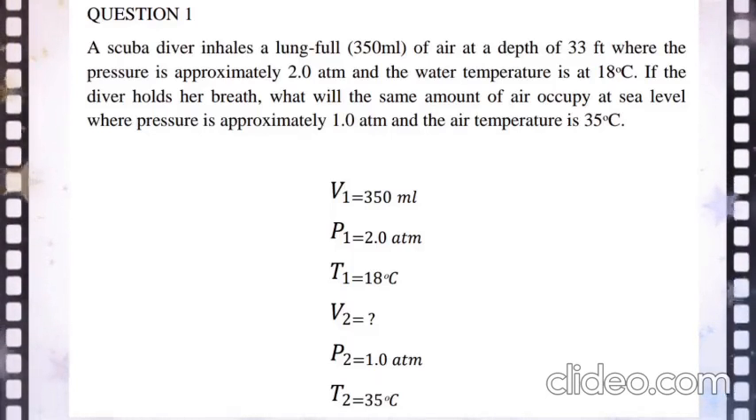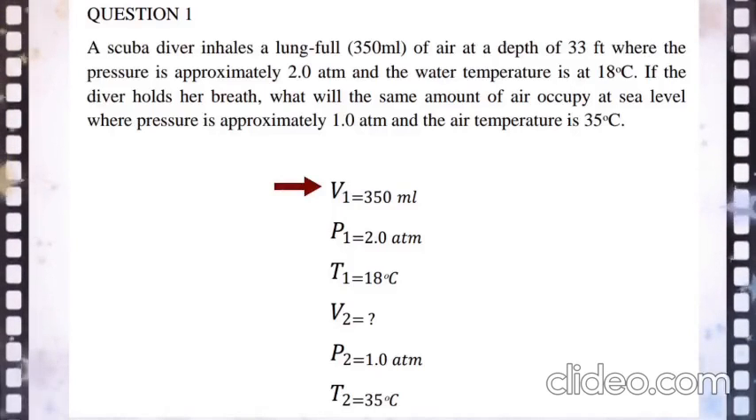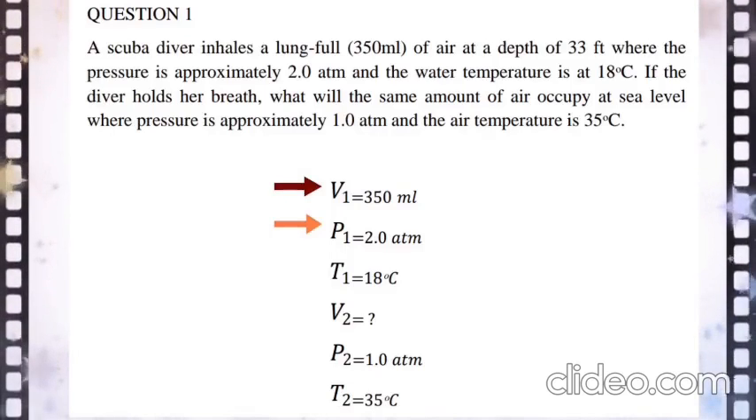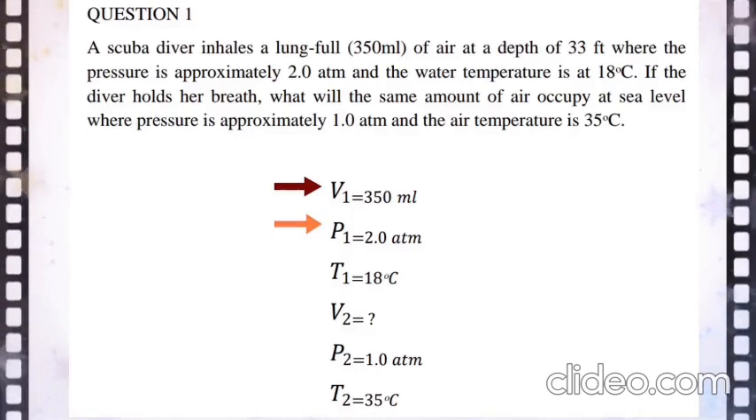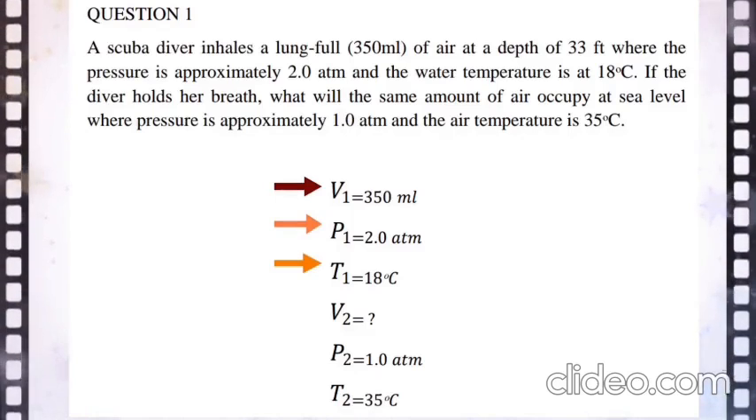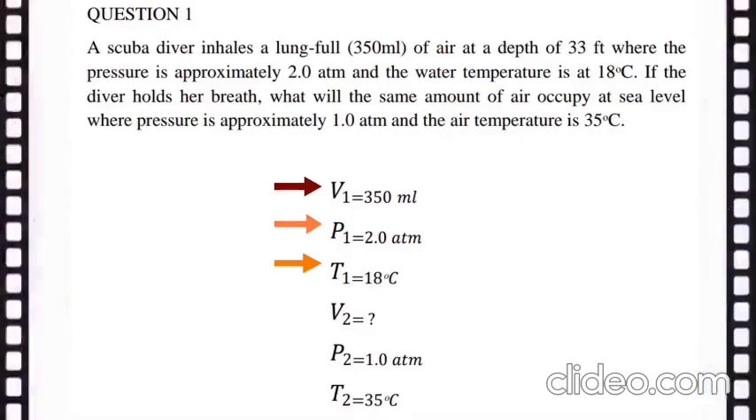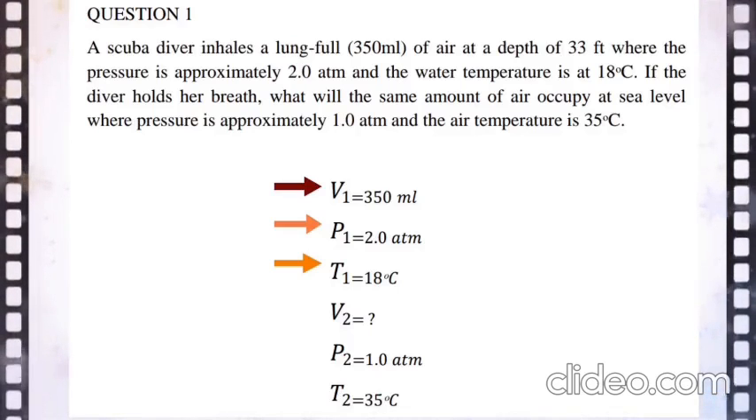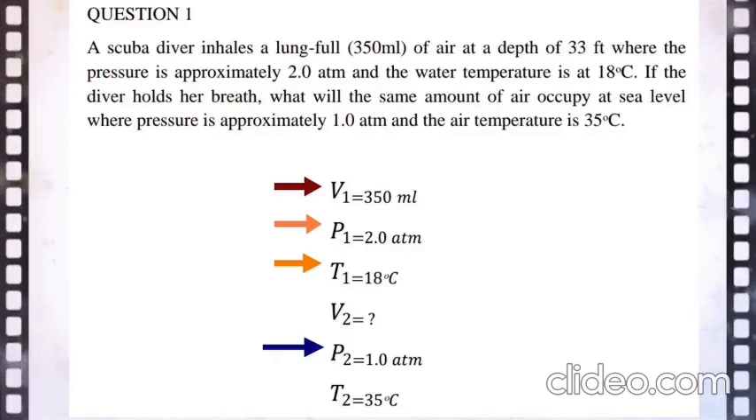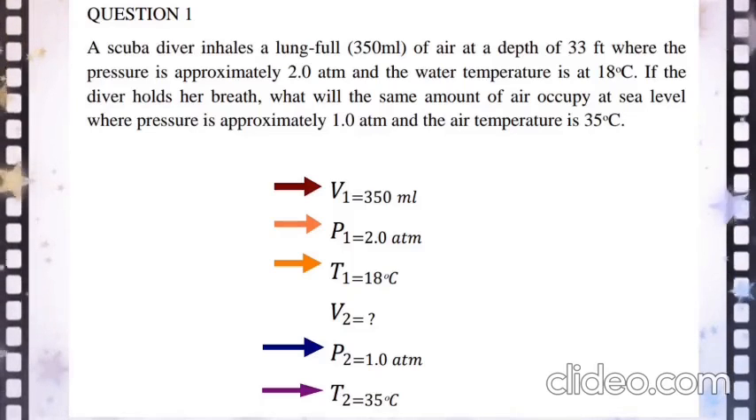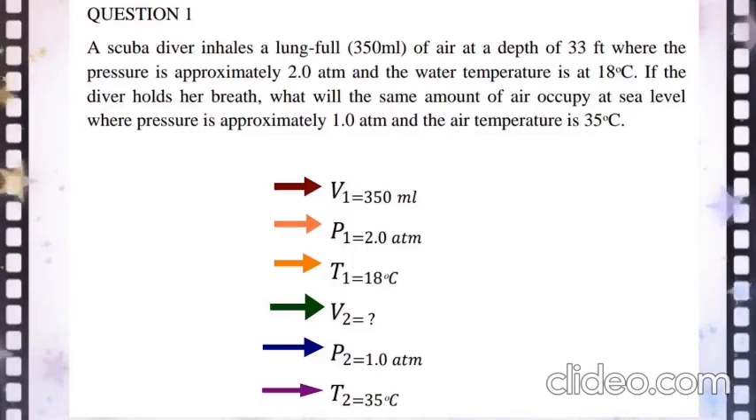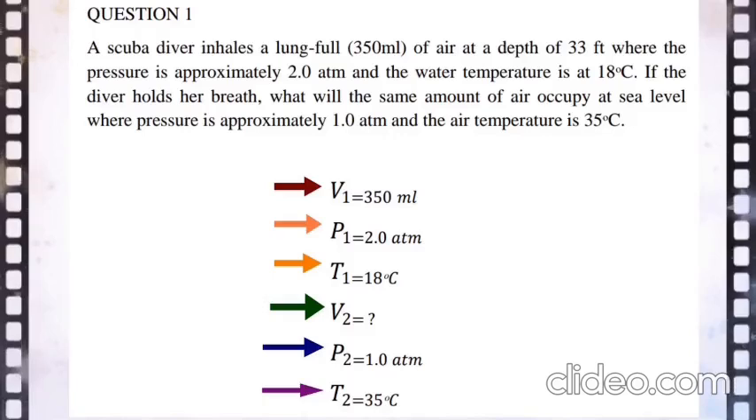From the question, we found out that V1, which is volume, equals 350 milliliter, P1, which is pressure, equals 2.0 atm, temperature T1 equals 18 degrees Celsius. And then we also found out that there is a value for P2, which is pressure, equals 1.0 atm, and T2, which is temperature, equals 35 degrees Celsius. So what is left is V2, the volume that we need to find.